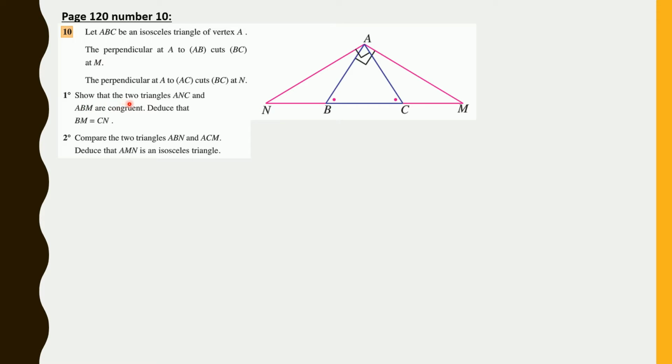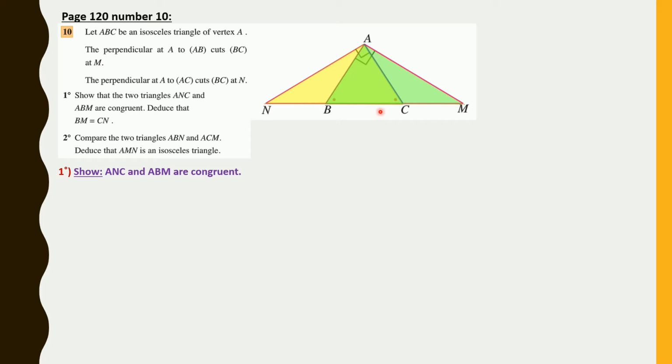Show that the two triangles ANC and ABM are congruent. Then deduce BM equals CN. So part 1 and question 1, show ANC and ABM are congruent. So this is triangle ANC in yellow, and we have the triangle ABM in green.